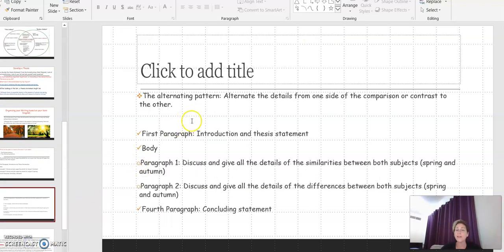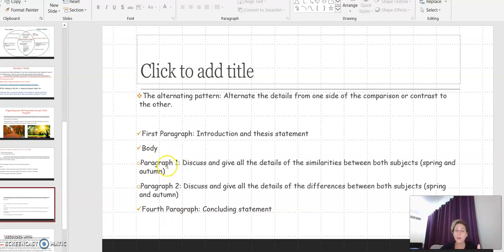Going to the alternating pattern, similar to the divided pattern, we have 4 paragraphs. First, the introduction and the thesis. This never changes in both patterns. And we have the conclusion. As we said, the body is the part that differs.